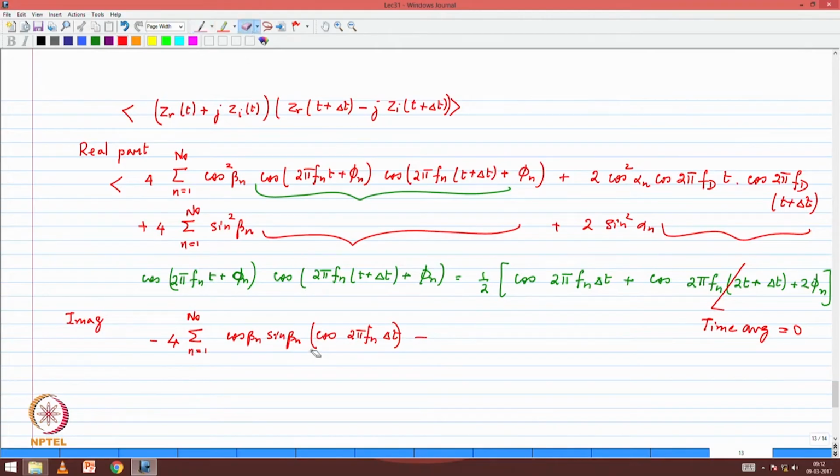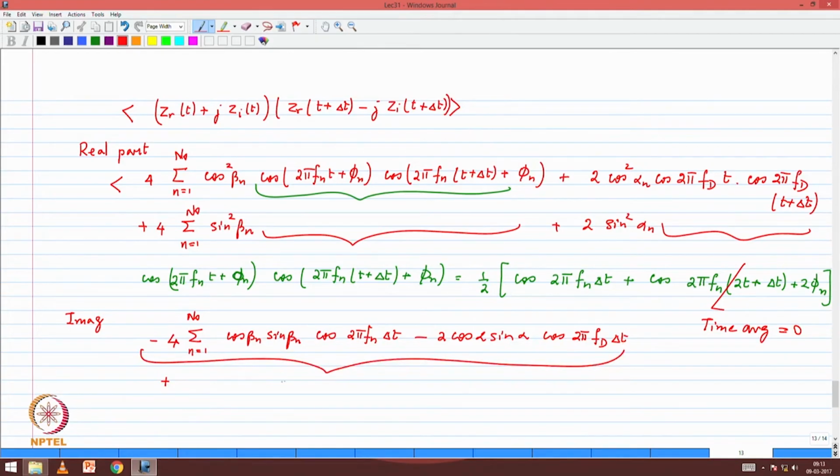minus, so that will be part of the summation. I think I need the brackets. Then it is minus 2 times cosine alpha sin alpha. Basically the scale factors are now cosine and sine instead of cosine squared and sine squared. This will be sin alpha cosine 2 pi fd delta t plus you will get exactly the same quantity. So therefore the imaginary part completely cancels and becomes equal to 0.